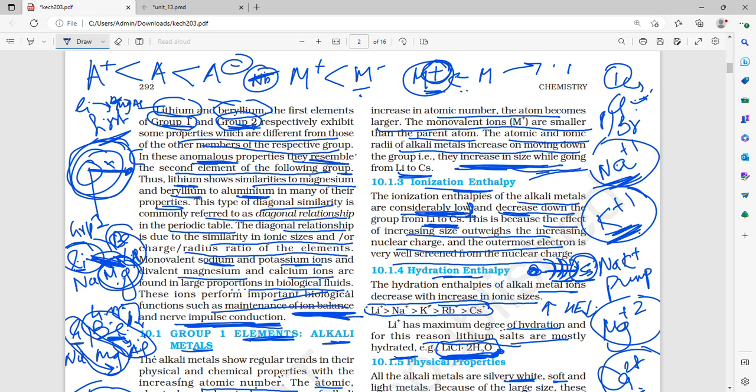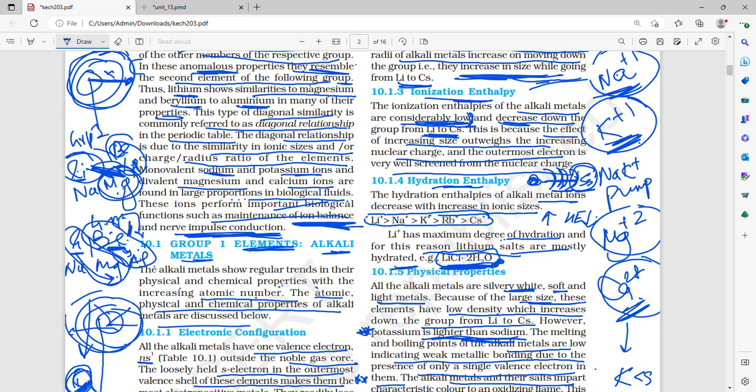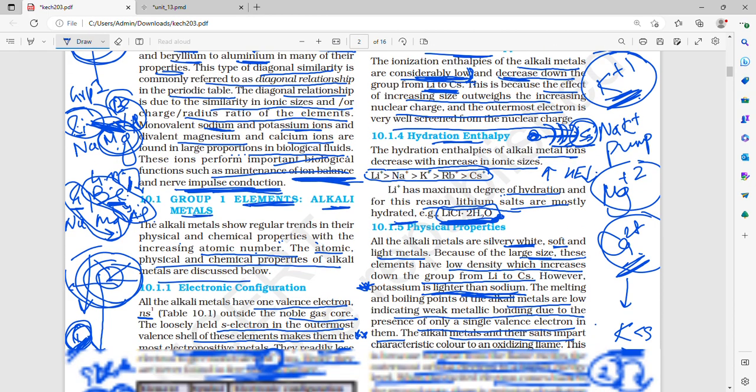Now, monovalent ions M+ are smaller than the parent atom. Obviously, if you lose one electron, the radius becomes smaller. If you gain one electron, it becomes larger. So M- is greater than M, which is neutral, and that is greater than M+, the monovalent ion. Then the atomic and ionic radii of alkali metals increase as we go down the group, because shells keep getting added, and there is an increase in size from lithium to cesium.